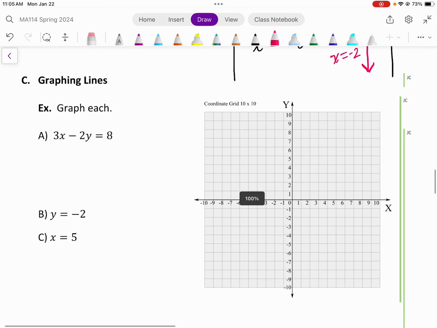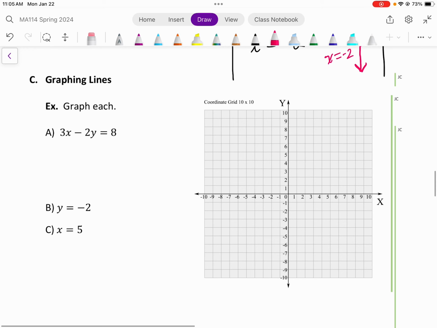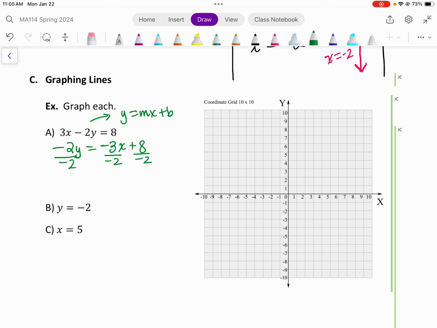For this part of the lesson, you'll be graphing lines in slope-intercept form and then a horizontal and vertical line. What I would do is I want to get this equation in slope-intercept form first. So I'm going to rearrange things. I'm going to subtract 3x from both sides, so subtract it over. The 8 stays positive. And then I'm going to divide everybody by -2. And I'll have 3/2 x minus 4.